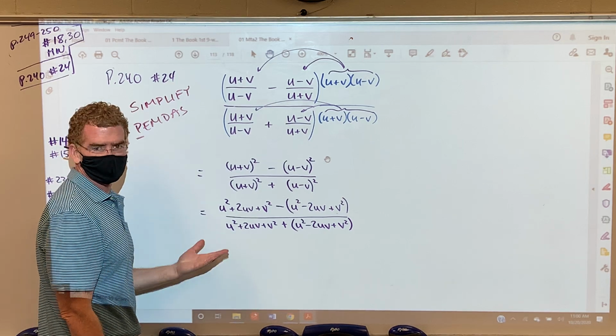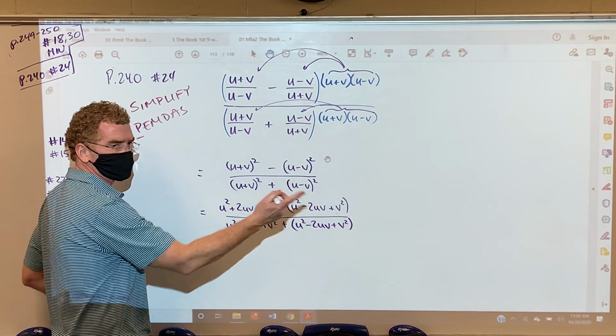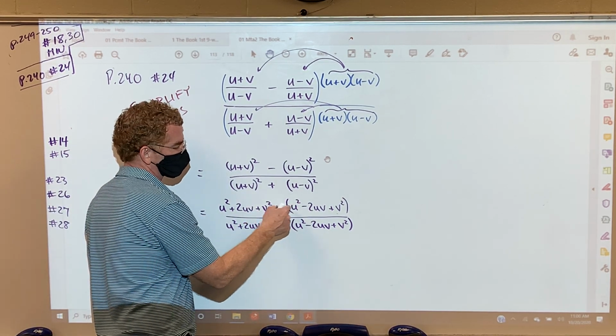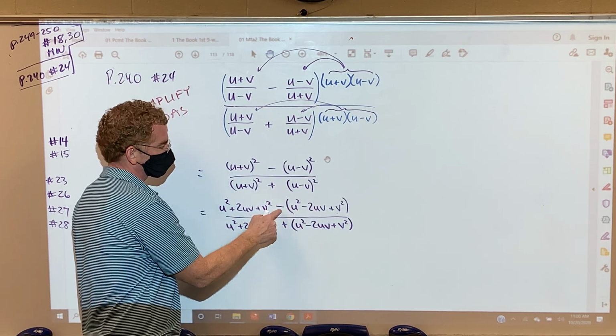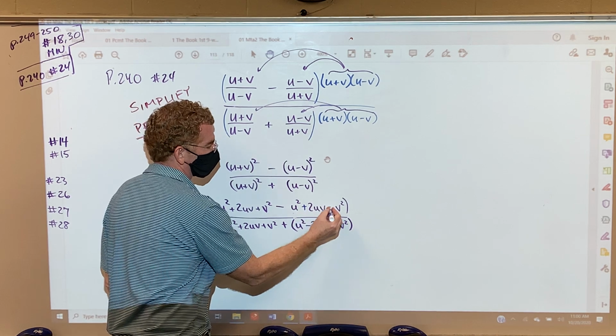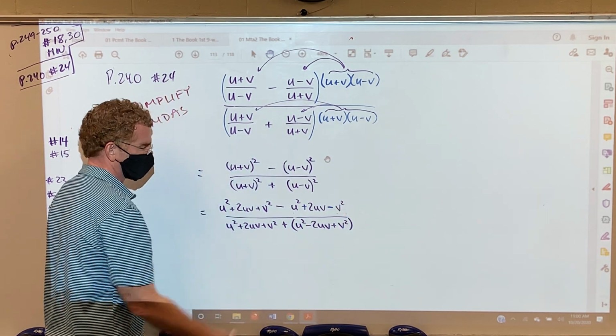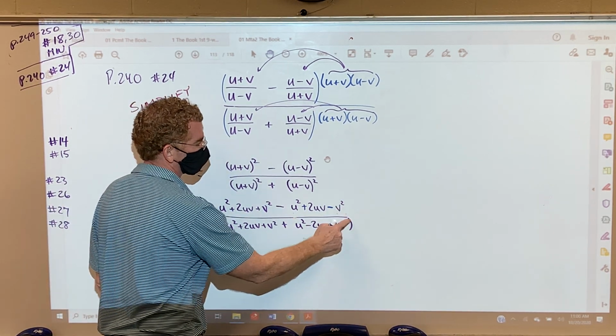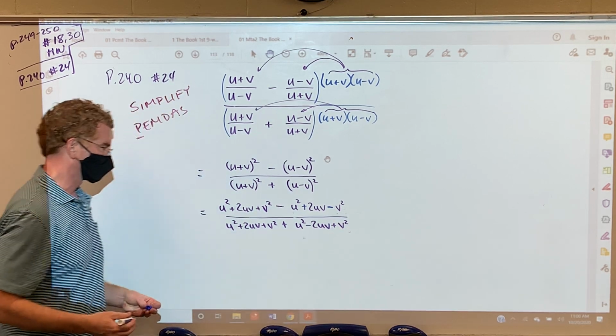So I tend to like to cheat a little bit; I don't want to rewrite this whole thing again. So this negative is just going to change all these signs. That's going to become a negative u squared, a positive uv, and a negative v squared. But this positive doesn't do anything. And at this point, I'm just going to clean it all up.